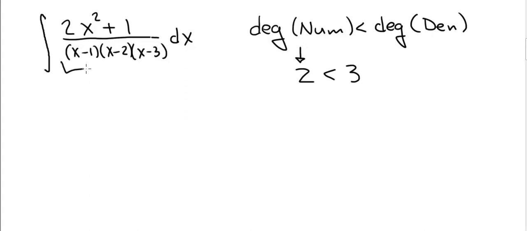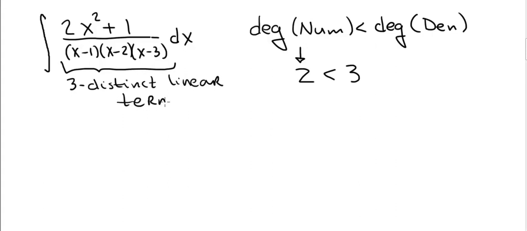The next thing we look at is the denominator. You see that it is a product of 3 distinct linear terms. A linear term is just a polynomial of degree 1. These are all different. Therefore, the partial fraction decomposition looks like this.